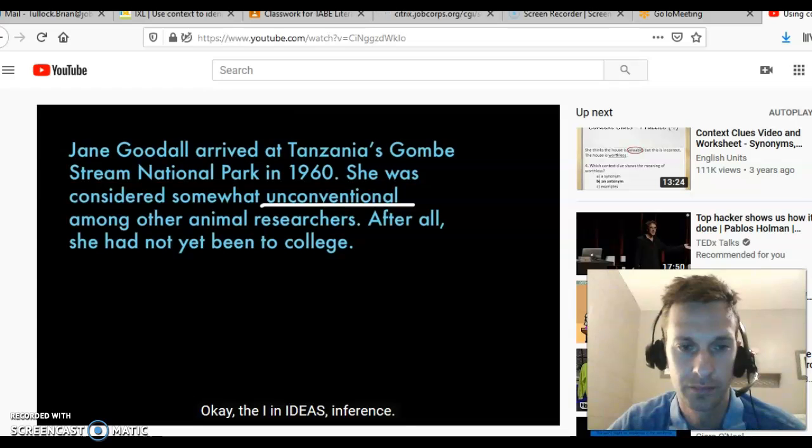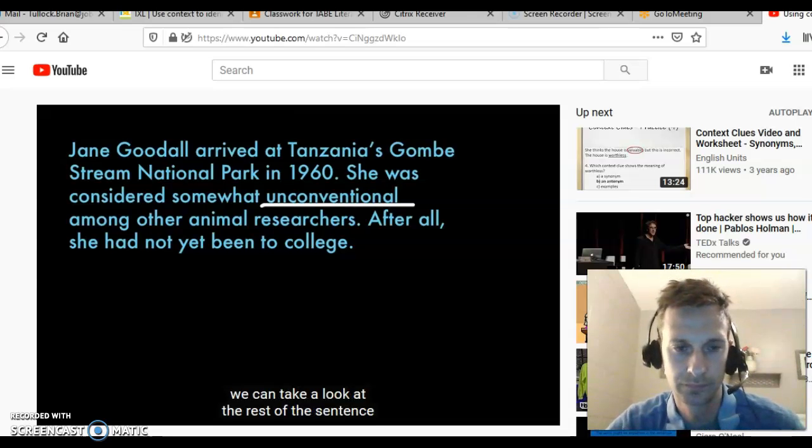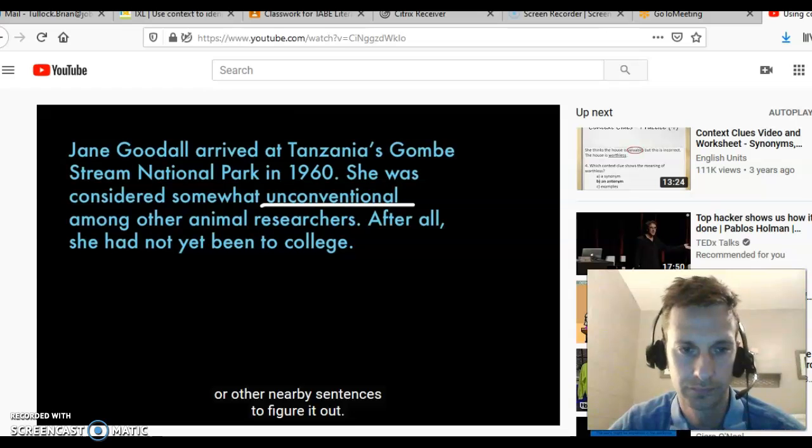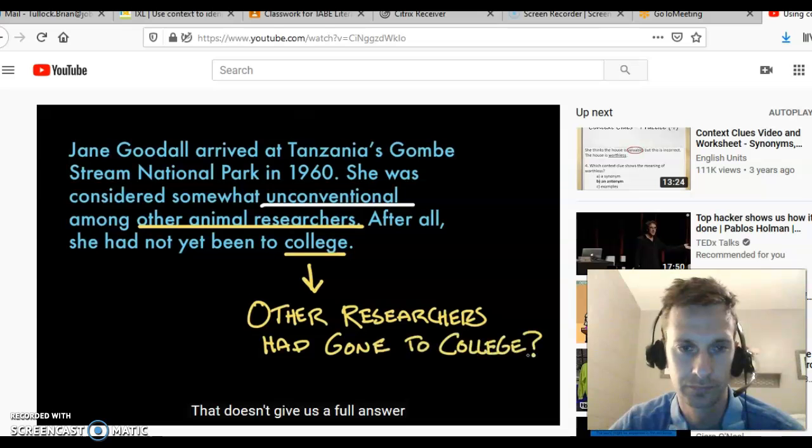Okay, the I in IDEAS, inference. We can draw conclusions from the context. If we don't know what unconventional means, we can take a look at the rest of the sentence or other nearby sentences to figure it out. Being unconventional seems to make Goodall different from other researchers. She hadn't yet been to college, which implies that the rest of them had. That doesn't give us a full answer, but it does tell us that she's different somehow. So I think that unconventional might mean different than what is normal. And because I'm making an inference about this word's meaning, I'll want to keep an eye out for it in other places to see if I can confirm or revise that working definition later.